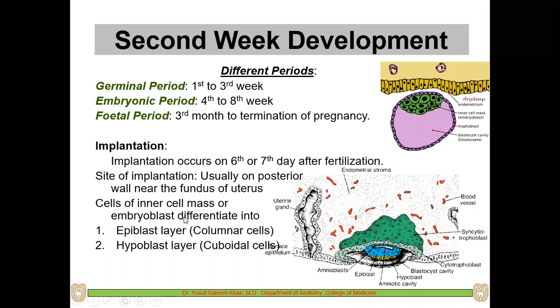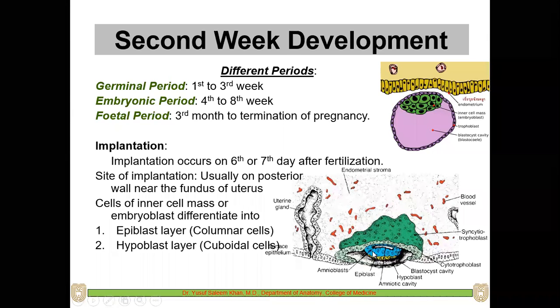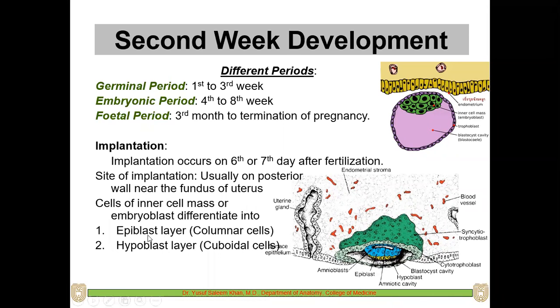Now coming to the cells of the inner cell mass, or the embryoblast. These cells differentiate into two types of cells. Till now it is just a mass of cells. Now it slowly starts changing itself, trying to become an embryo. So the embryoblastic cells now differentiate into two types of cells.